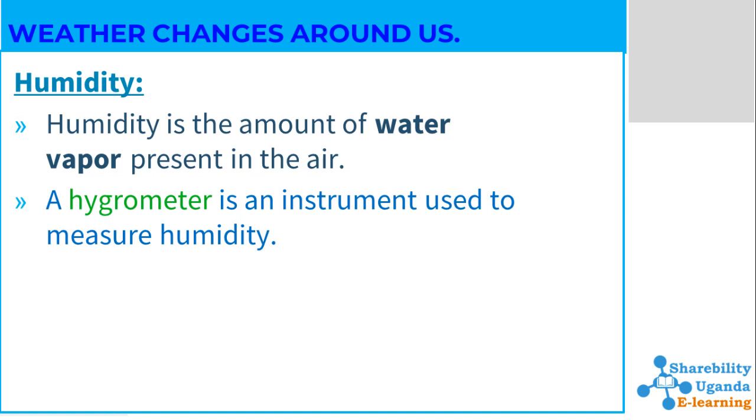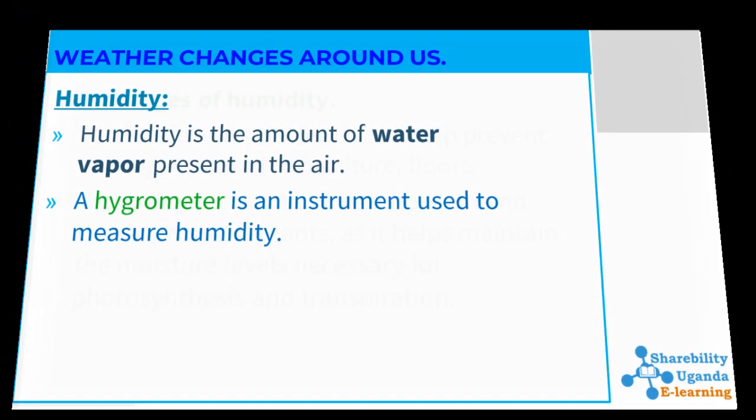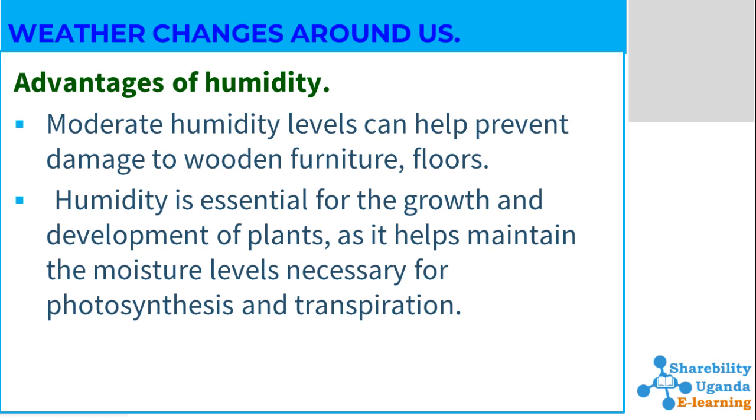The instrument used to measure humidity of an area is called a hygrometer. A hygrometer is an instrument used to measure humidity. Advantages of humidity: moderate humidity levels can help prevent damage to wooden furniture and floors or to our furniture.